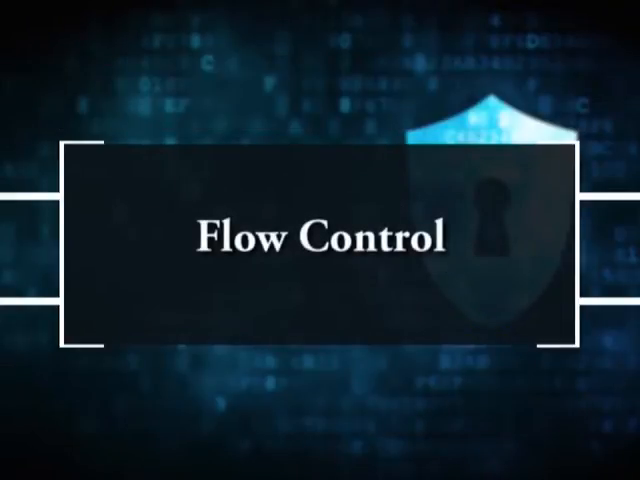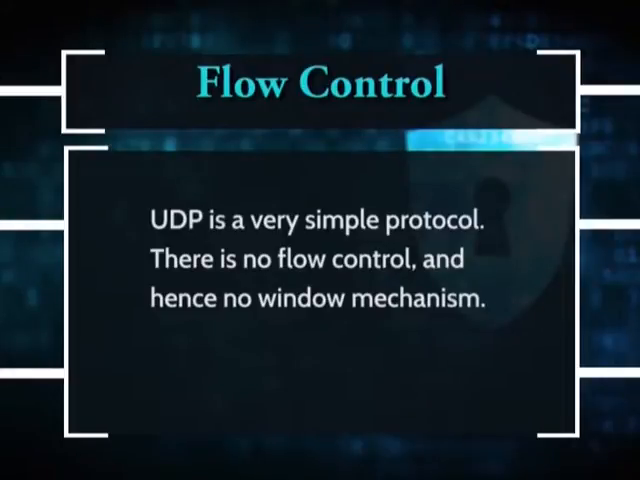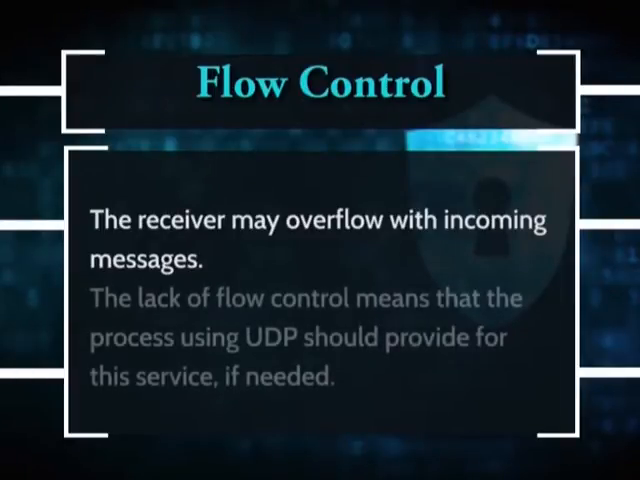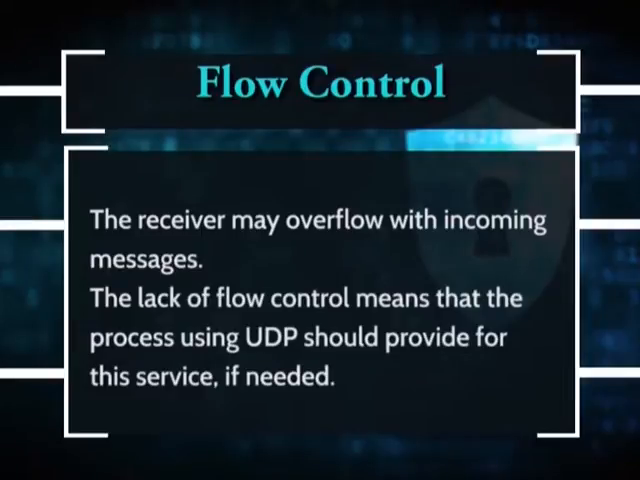Next, flow control. UDP is a very simple protocol. There is no flow control and hence no window mechanism. The receiver may overflow with incoming messages. The lack of flow control means that the process using UDP should provide for this service if it is needed.